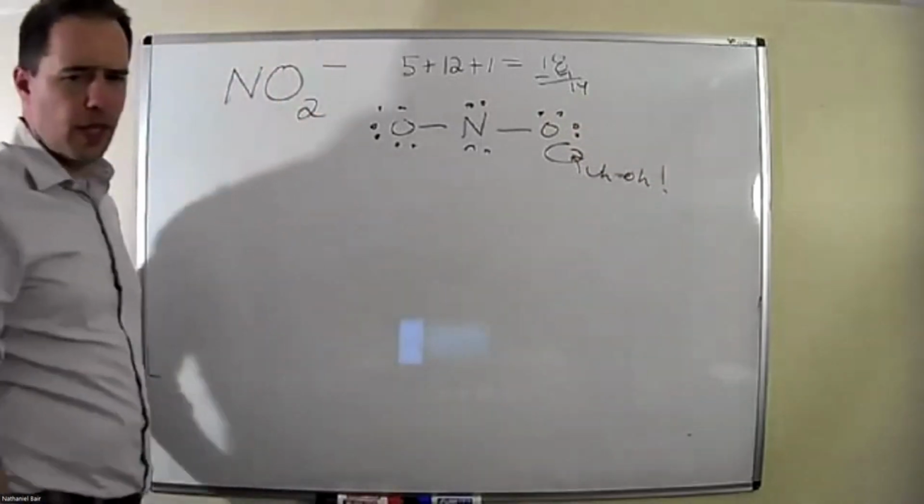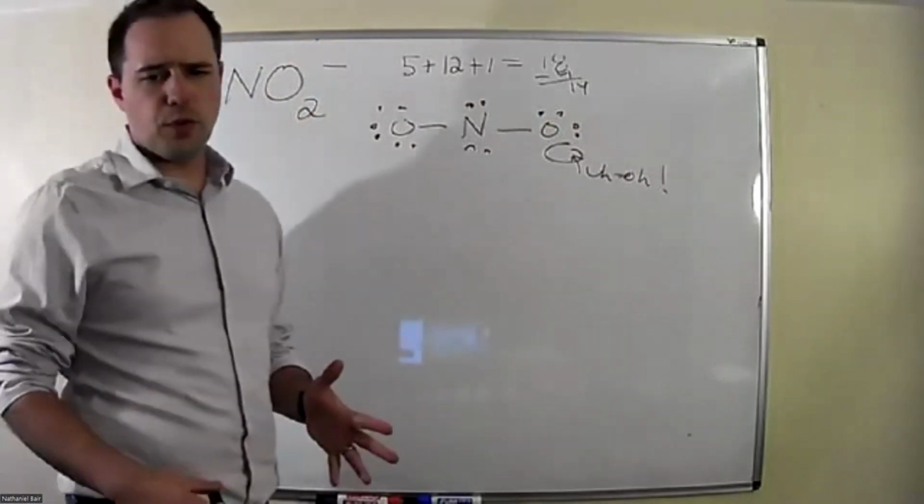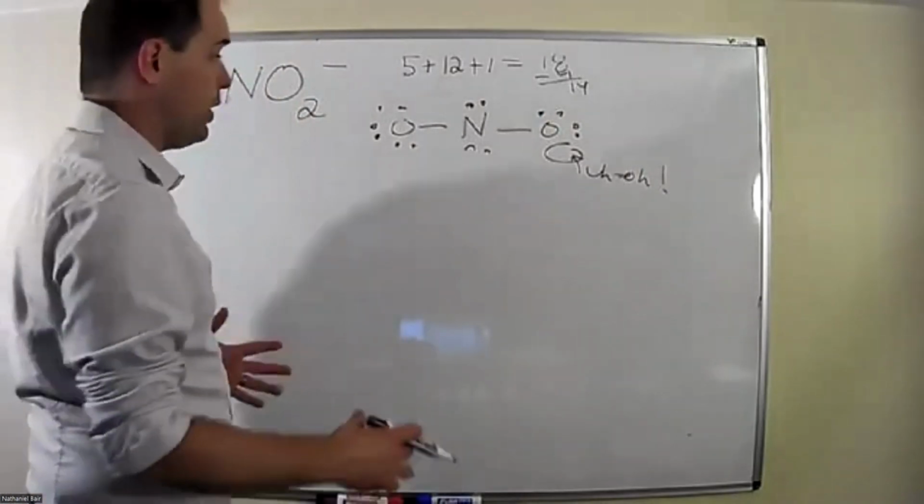You are short 2 electrons, everybody. Every 2 electrons are short. You've got to add a bond. We've got to add a bond to this. Where do you put it?